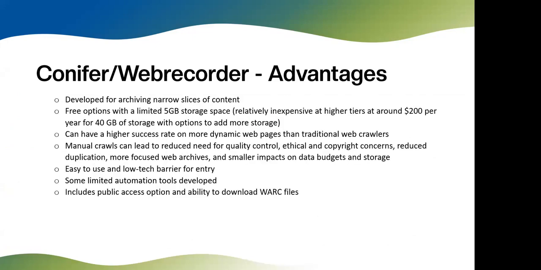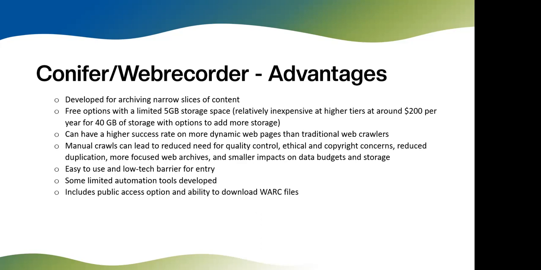So, advantages. Conifer was developed for archiving narrow slices of content. So it's really good for small sections of websites and things that you really want to target. It has free options with a limited 5 gigabyte storage space. It's relatively inexpensive compared to something like Archivit. At higher tiers it's around $200 per year for 40 gigabytes of storage, with options to add more storage, I think in increments of like 20 gigabytes.